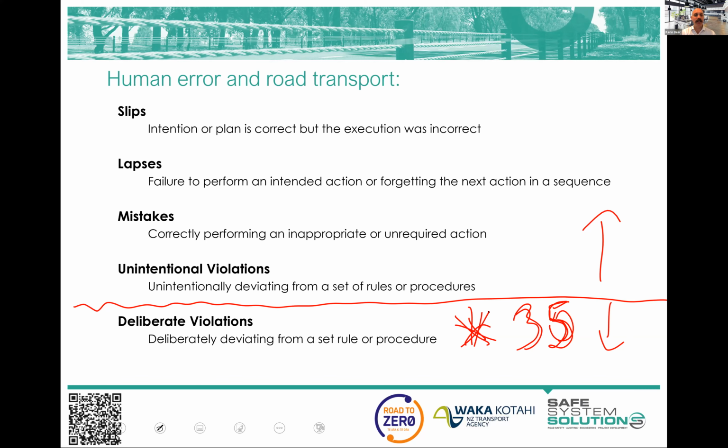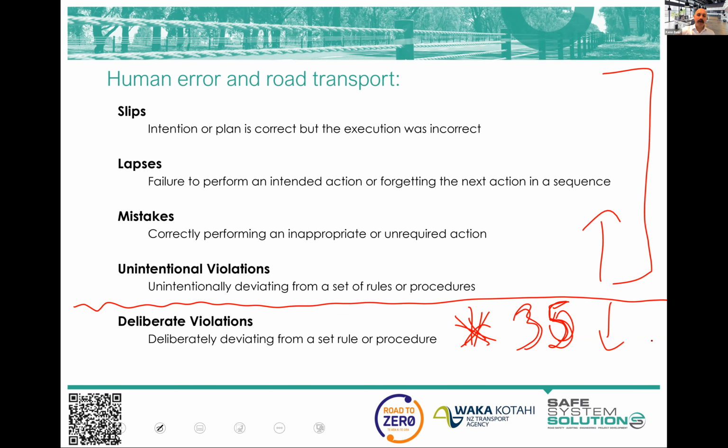And that counters any system changes that we want to do, because politicians, a lot of the community and others are just like, these idiots, and if they did the right thing, then we wouldn't have this problem and the like. But the fact is we have an inherently unsafe system. That means that these slips, lapses, mistakes, and unintentional violations are resulting in death or serious injury.